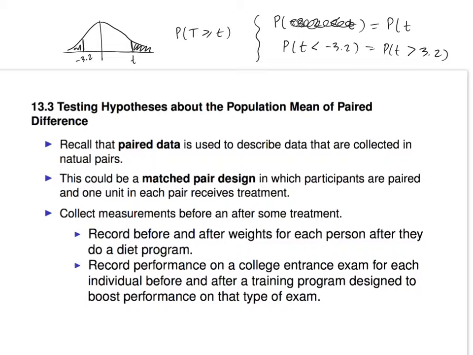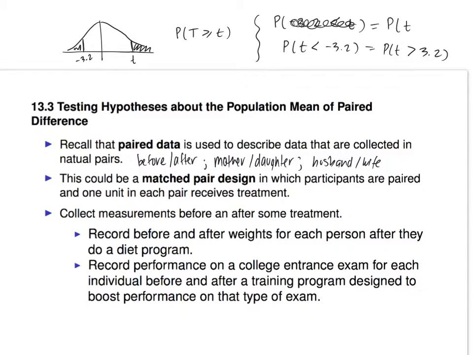So what we're going to talk about today to start is how to test populations of paired differences. And this is really similar to one mean. So remember that paired data is data that occurs in natural pairs, before, after, stuff like that. What else have we had for paired data? Mother-daughter. I think there also was a husband-wife example, right?